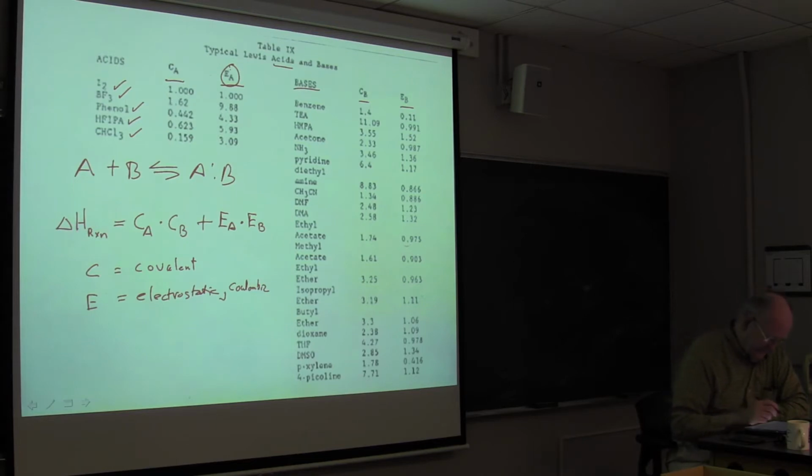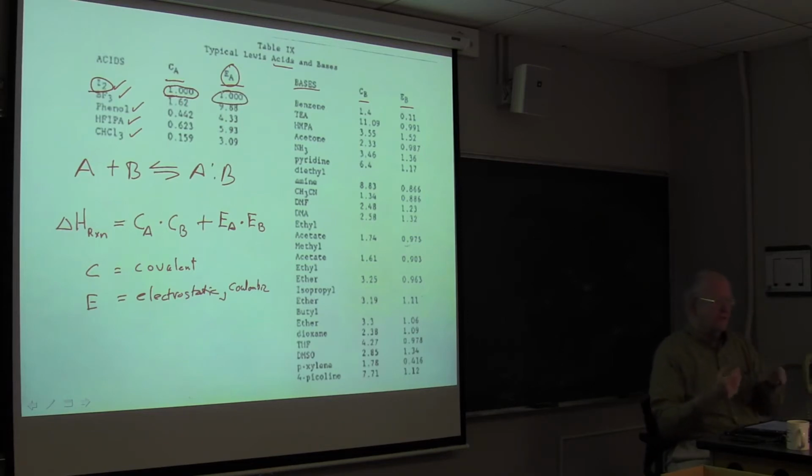For instance, I also need to explain one other thing. In order to measure these numbers, he had to choose a reference acid, okay? A reference acid for the covalent and a reference acid for the electrostatic, and he chose iodine. And so by definition, the CA for iodine is 1.00000, and the EA parameter for iodine is 1.000. And given that, everything is really measured, the heats are now all measured relative to the iodine acting as an acid towards some base. And all the others are relative to that. So once we define those two, we can then quantify all the others from measurements of the heat of reaction.